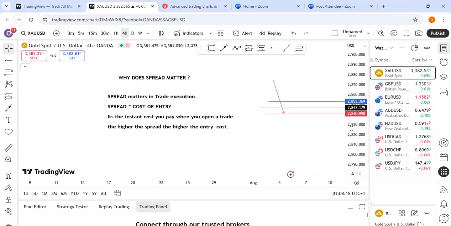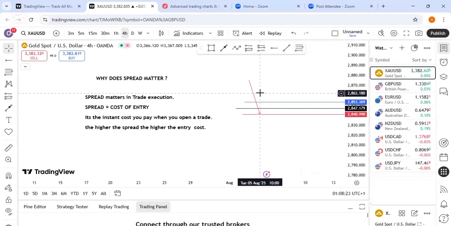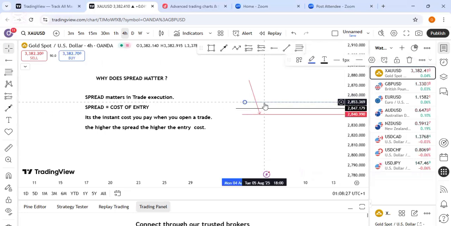Don't get confused. When you actually get to trading and execution, you are going to understand this clearly. That's why you need advanced education, you need advanced knowledge. This is a beginner class. So that's why you need advanced knowledge.